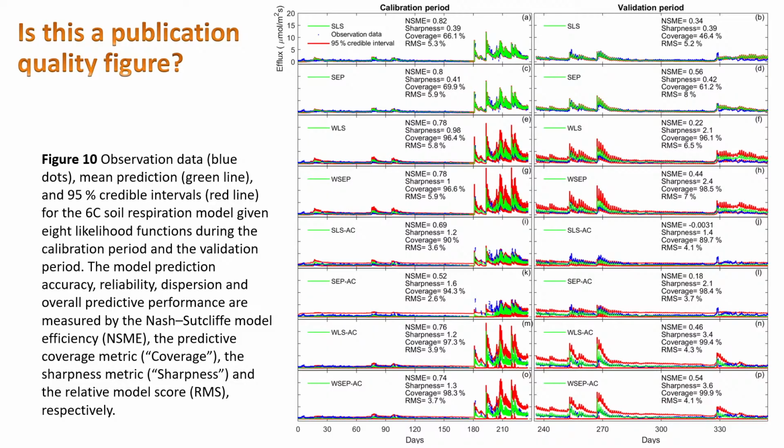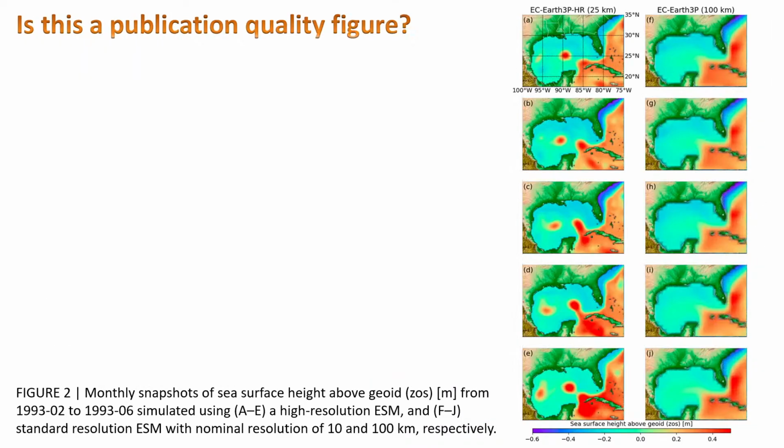Okay, let's look at another example. Is this a publication quality figure? Yes. Why? Because you see the legend, it's common for all of them. So instead of having each figure with its own legend, I just have one legend for all of them. So now I can compare all these figures.